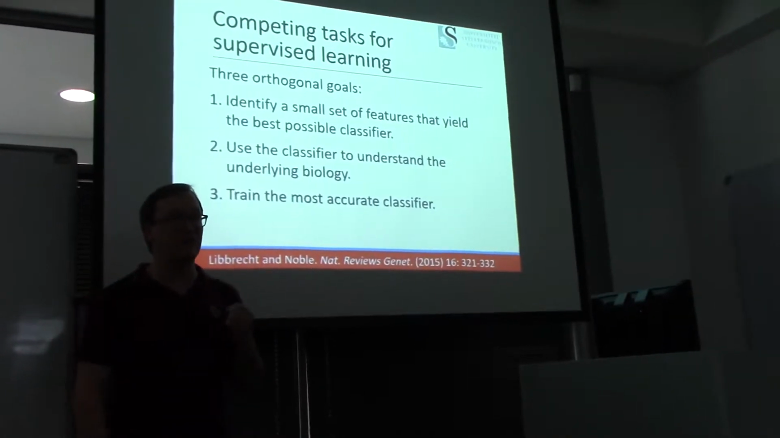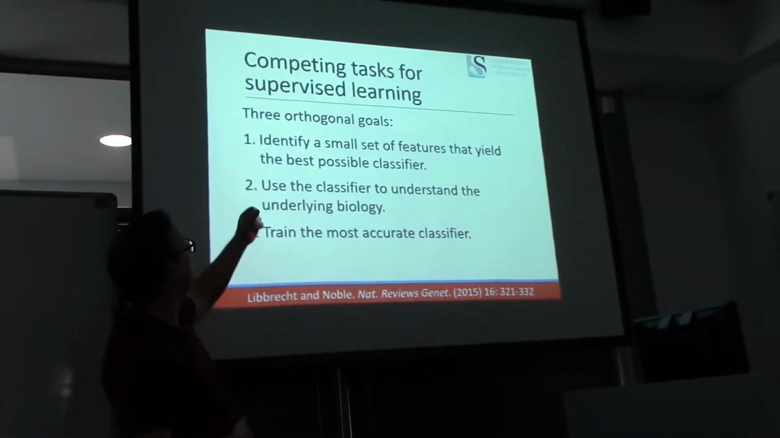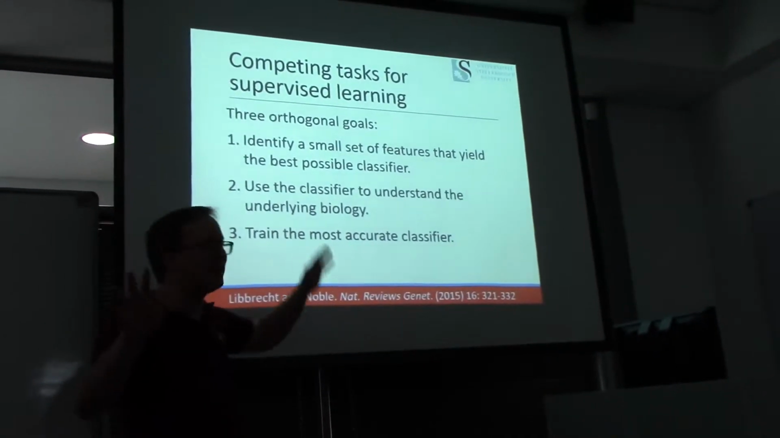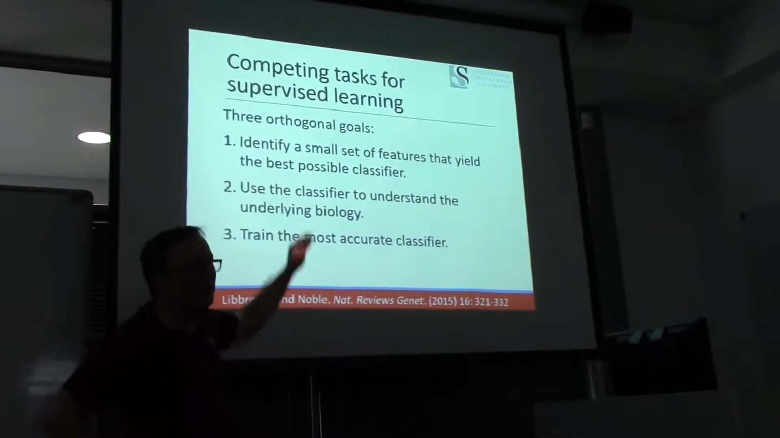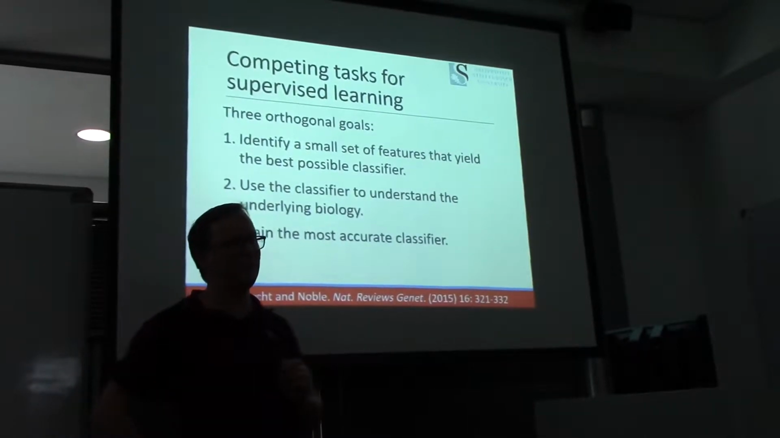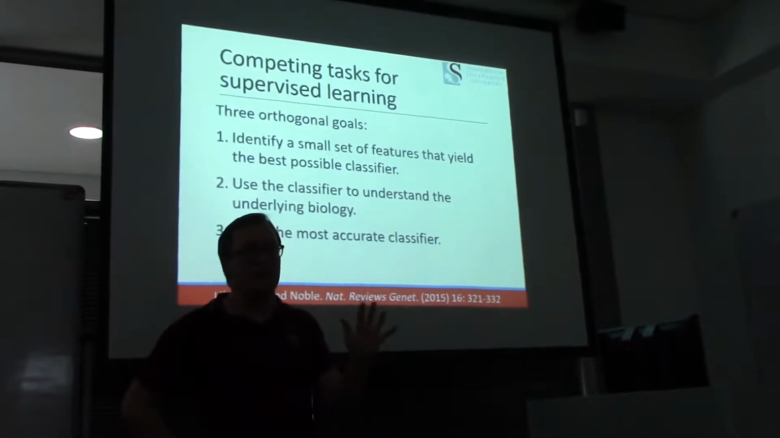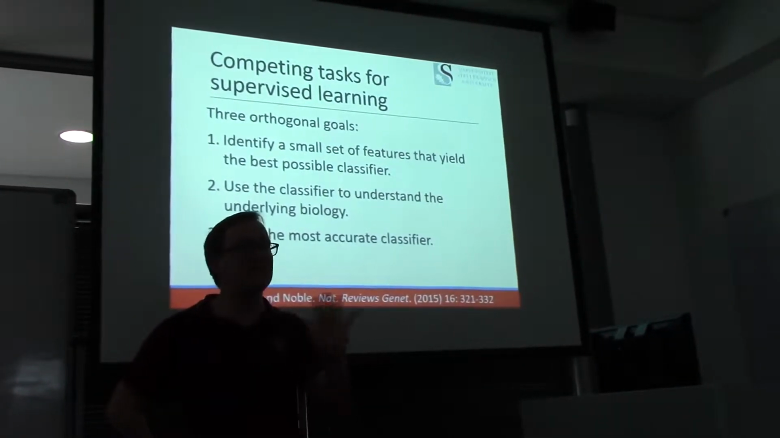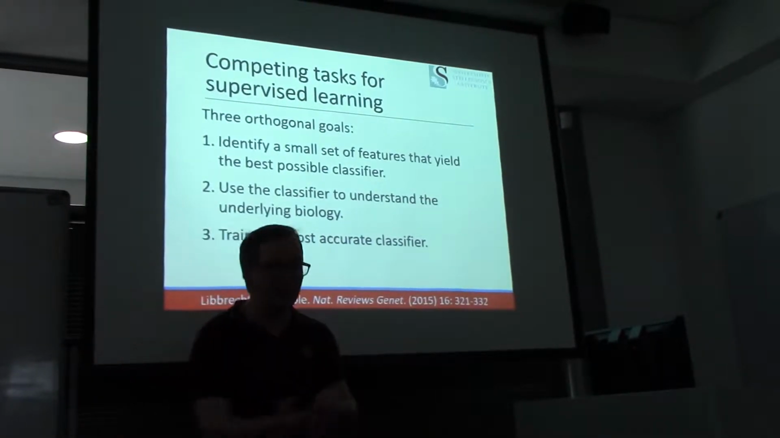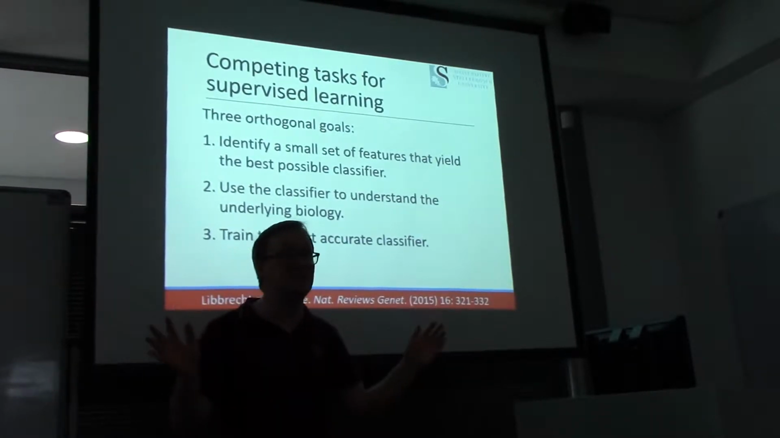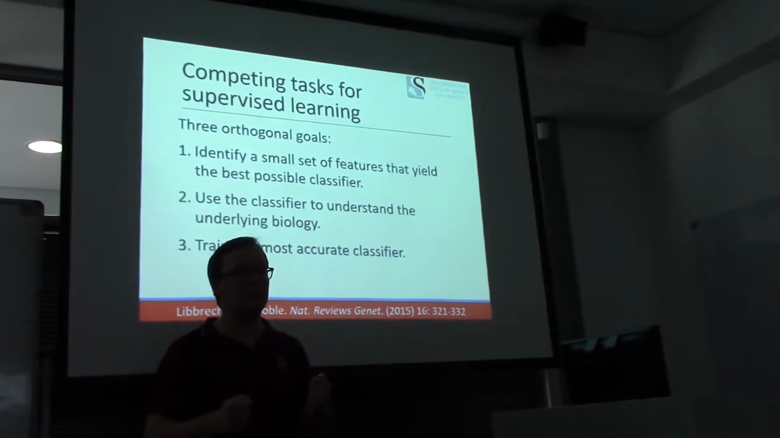It's a good effort to try to explain supervised learning to somebody who doesn't know much about it to begin with. So there are these three goals that are kind of at right angles to each other. The first, identify a small set of features that yield the best possible classifier. So maybe you're giving the software 5,000 different genes that you think might be important in deciding who has TB and who doesn't, right? How much gene expression do we have for each of 5,000 genes or 10,000 genes? This is one of the common uses that we give to supervised learners.